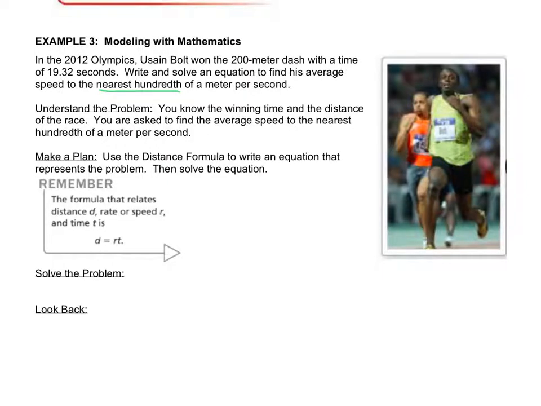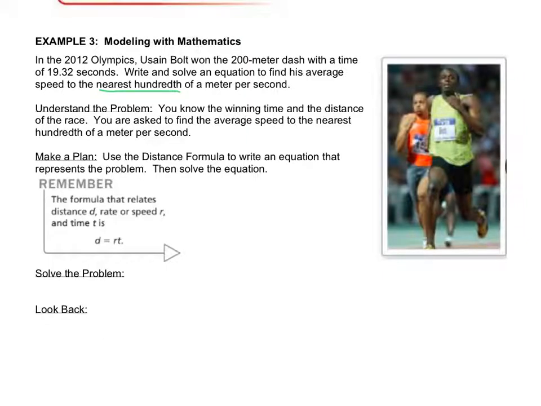So understand the problem. You know the winning time and the distance. They told us that. You're asked to find the average speed. So that was just understanding what was being given and what to do. Using the distance formula, hopefully you have seen this before. The distance formula is the distance, d, equals the rate, or your speed. The rate means how fast you are going, and t stands for the time. So the rate, how fast you're going, times the time would tell you the distance.